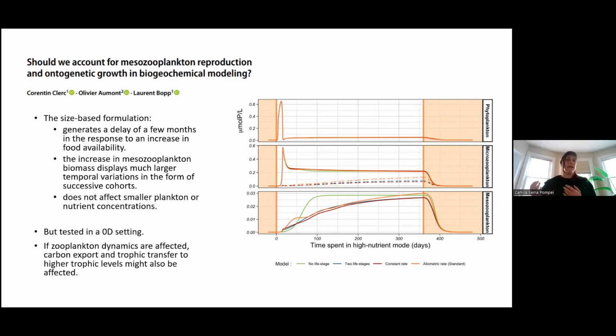Some of them are a delay between the moment you have a pulse of food and the moment you have this increase in zooplankton biomass, because in the moment you have a lot of food, they will gain a lot of energy, reproduce, but they will need to grow again in size. So you will have these delayed cycles between phytoplankton and zooplankton pulses.